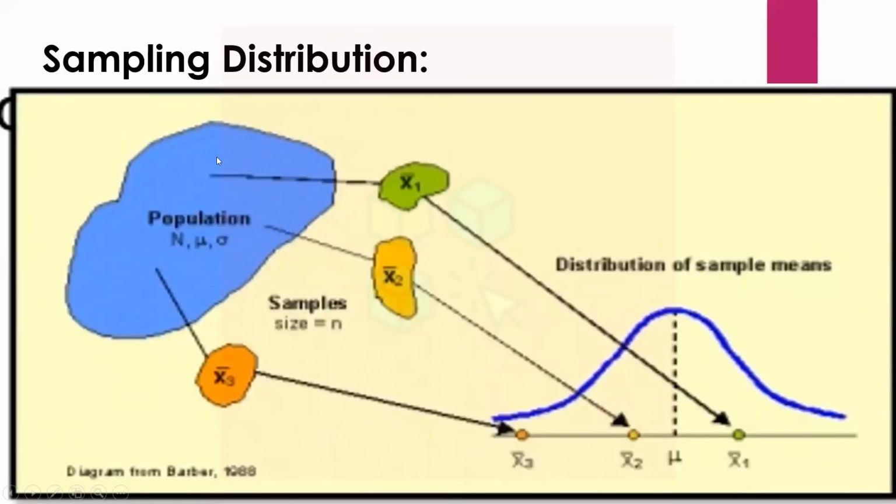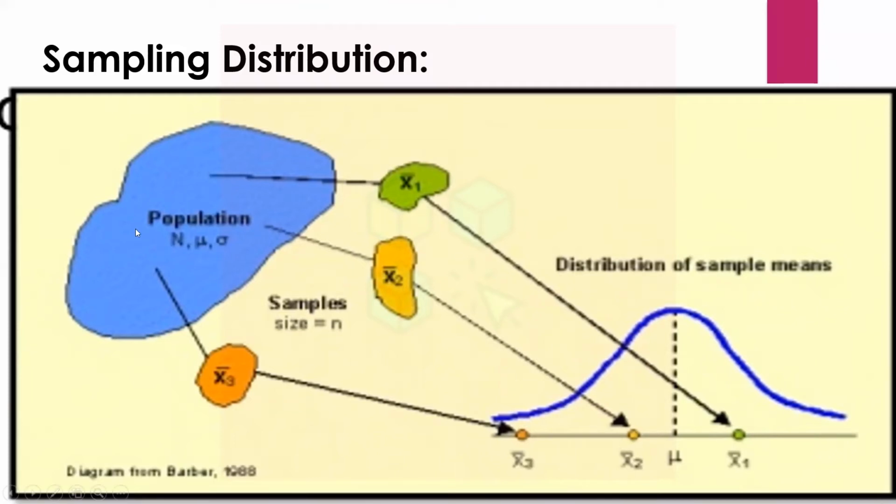This is the population in which capital N, mu, and sigma are the population parameters. N is the total number of sampling units in the population. Mu is the mean of all observations present in the population. So this is the population parameter. Sigma is the standard deviation, which is based on all observations in the population.